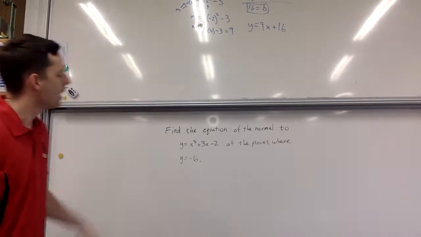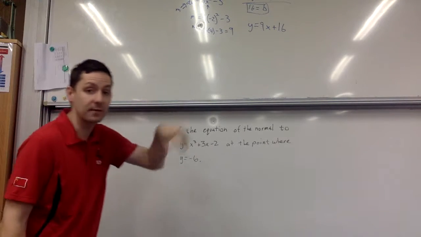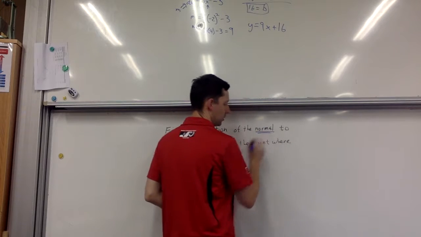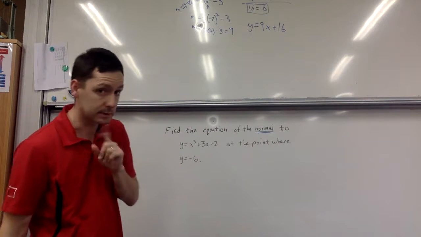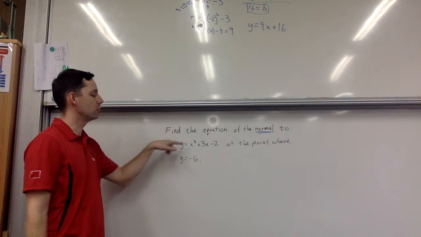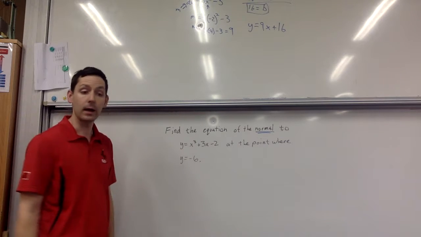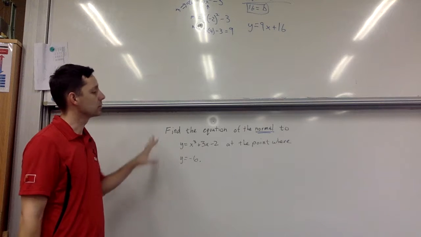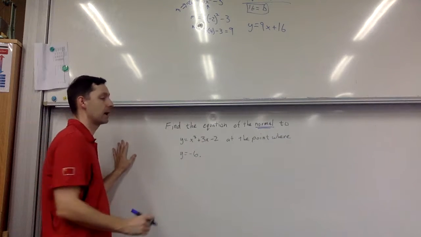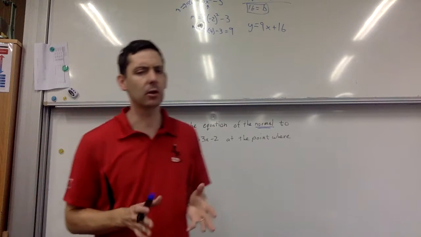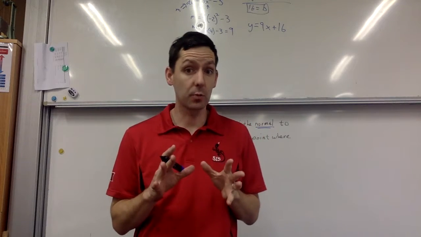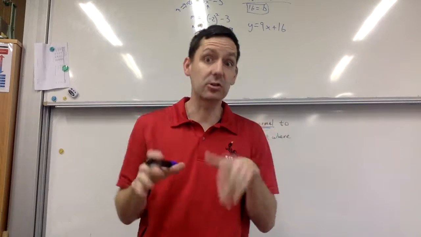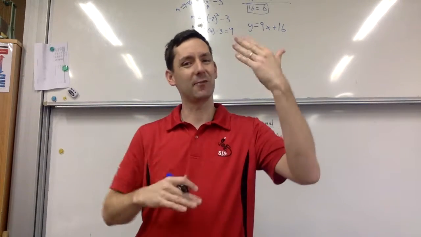That's math for you. All right, so now this time we want to find the equation of the normal. Okay, the normal. What does that mean? That means perpendicular to this graph at the point where y equals -6. So we're going to start off with that. Now, in order to find the equation that's perpendicular, remember how to get a perpendicular slope? We get a perpendicular slope by first finding the tangent or the parallel slope and then doing the negative reciprocal.